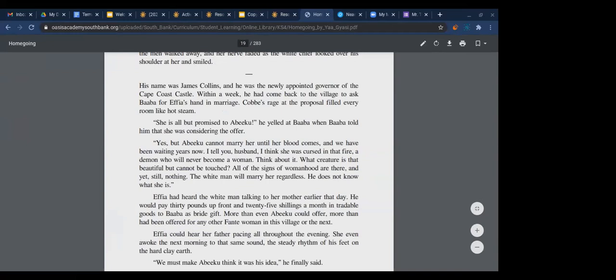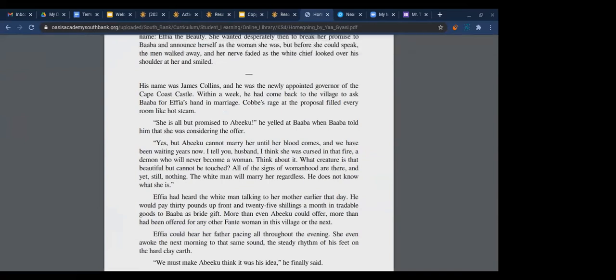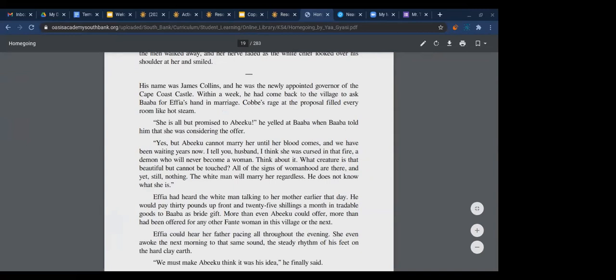His name was James Collins, and he was the newly appointed governor of the Cape Coast Castle. Within a week, he had come back to the village to ask Baba for Effie's hand in marriage. Akube's rage at the proposal filled every room like hot steam. She is all but promised to a Bhikkhu, he yelled at Baba when Baba told him that he was considering the offer. All right.